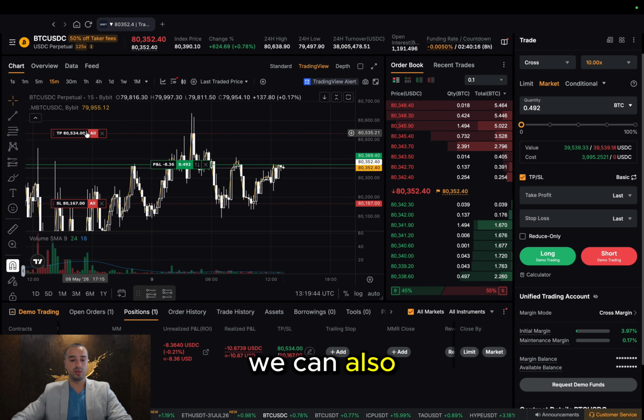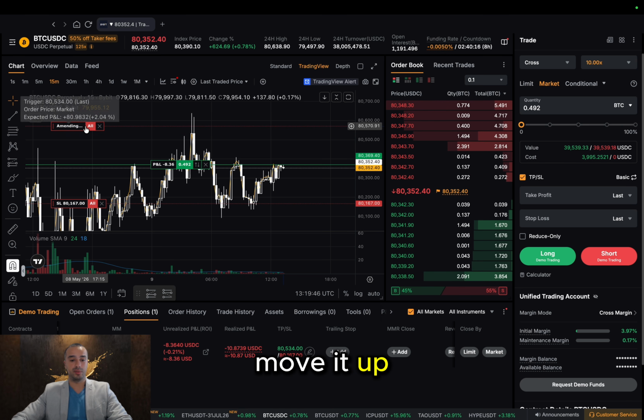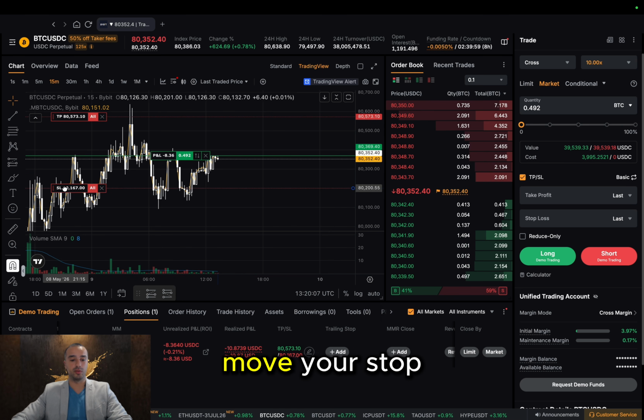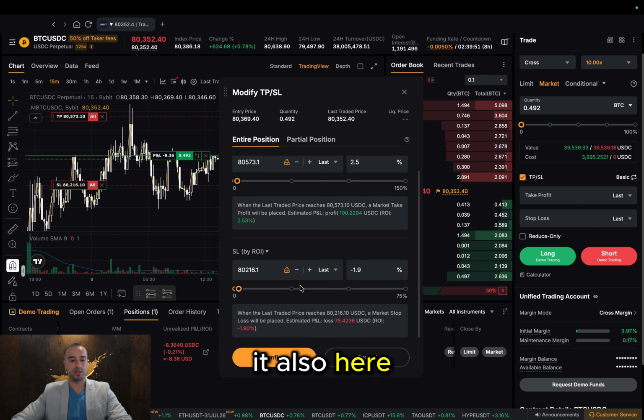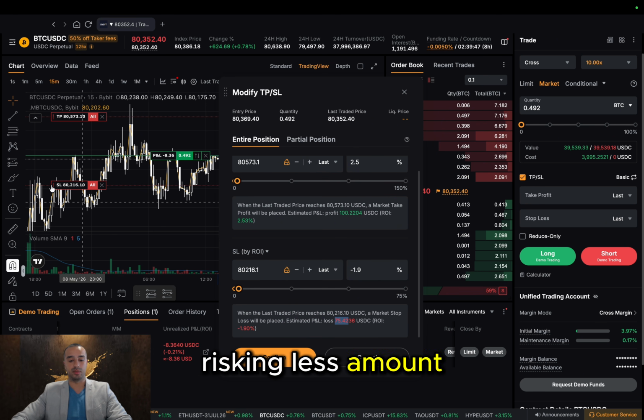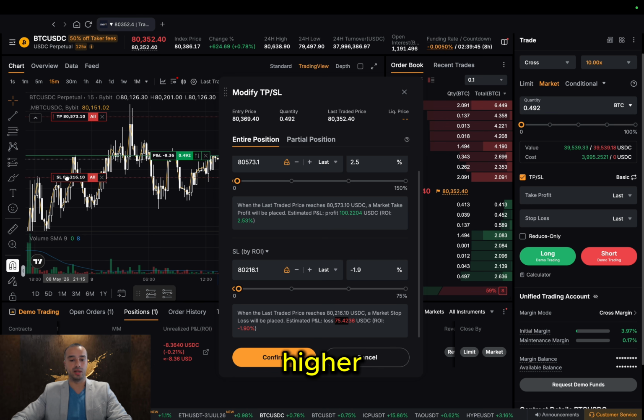We can also move it up and change it. You can also move your stop loss, and we see it also here. Now we are risking a smaller amount of money since we moved it higher.